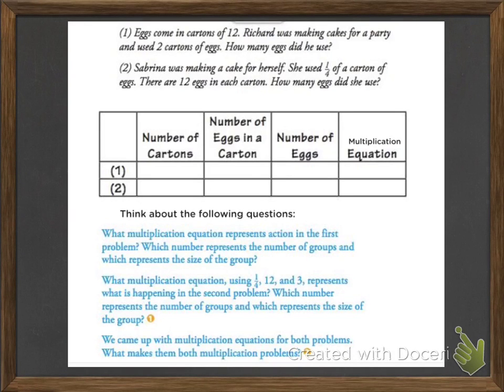Eggs come in cartons of 12. Richard was making cakes for a party and used 2 cartons of eggs. How many eggs did he use? Let's go and fill out the information for Richard.